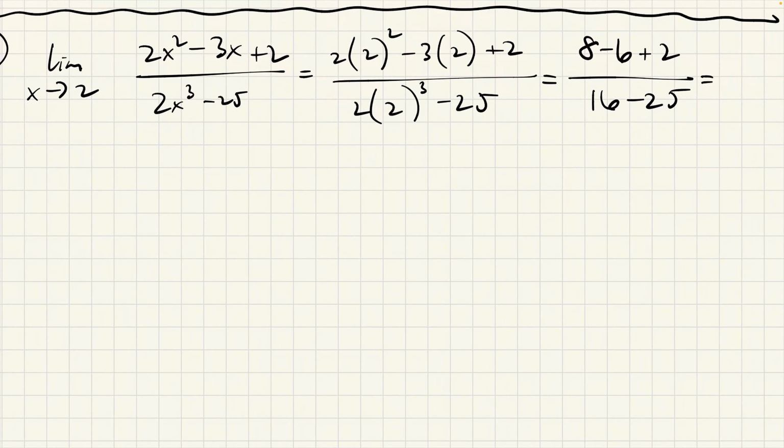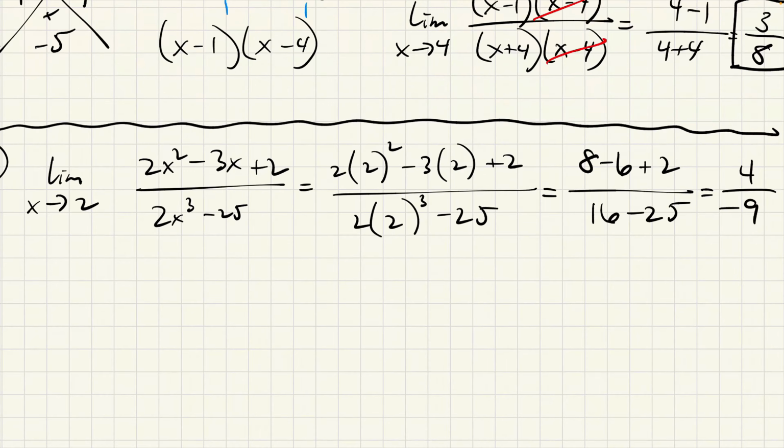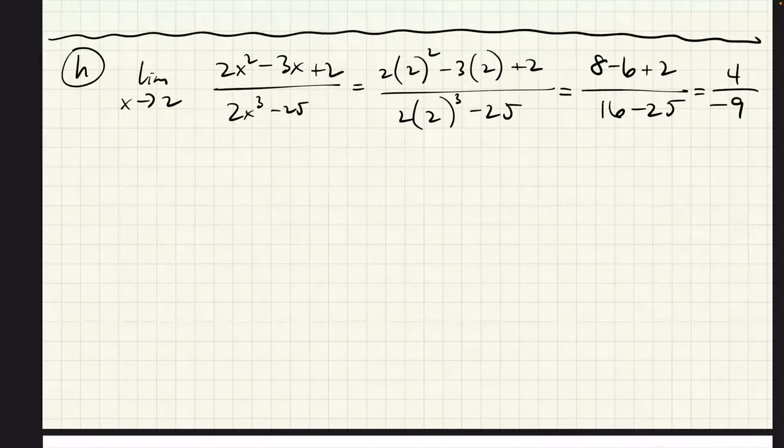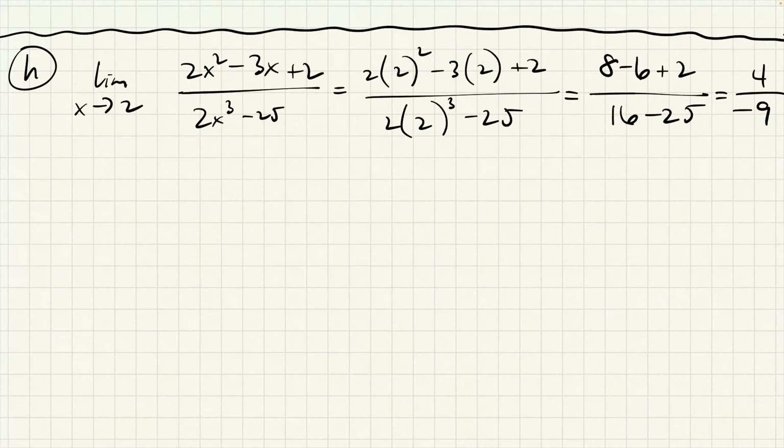So on top, what do I get? 4. And on bottom, I get negative 9. The answer must have been wrong. It's not negative 1/3. I put negative 1/3, right? Yeah, you guys are right. Negative 4/9. I was wrong. I did that question like 3 times. I make mistakes, not all the time, but I do make mistakes. So please double check me. If you get something different, it could just be I made a mistake or wrote down something wrong.